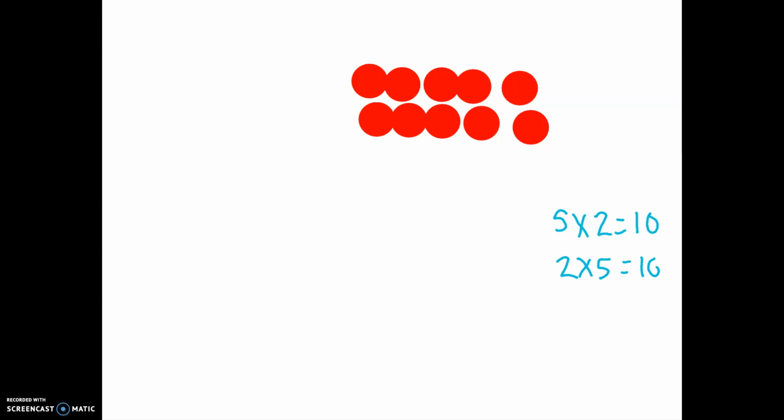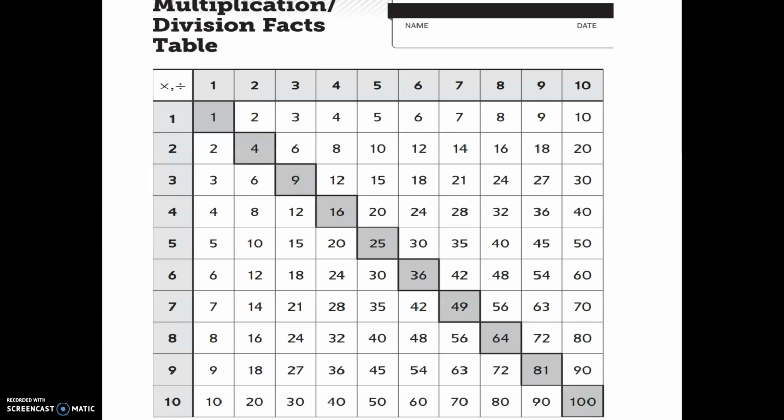All right, moving along, I want to show you a tool that is going to be in your folder. This is called a multiplication and division facts table. I can use this to help me solve my basic multiplication facts. Here's how you do it. It's pretty nice and pretty handy. So let's say I had 3 times 6 and I couldn't figure that out. I could make an array, but I have a different tool that I can use. So I go to 3 and I go to 6 and I just slide my fingers over to where they match up, and the answer is 18.